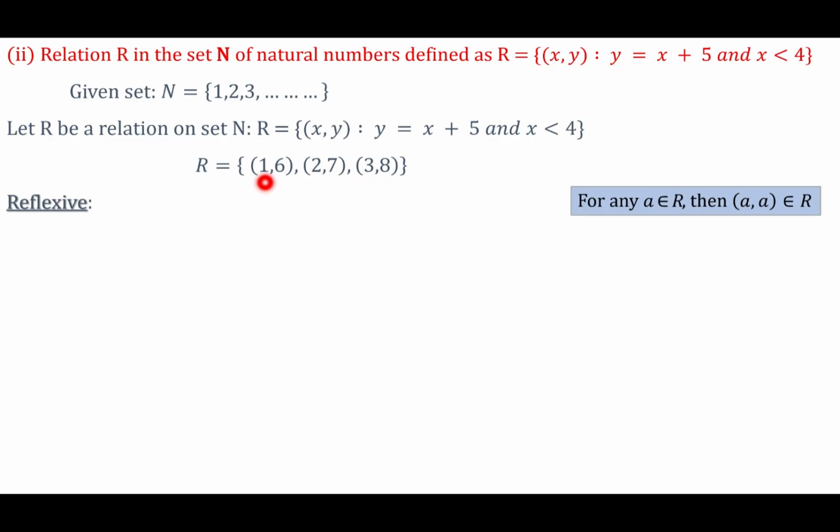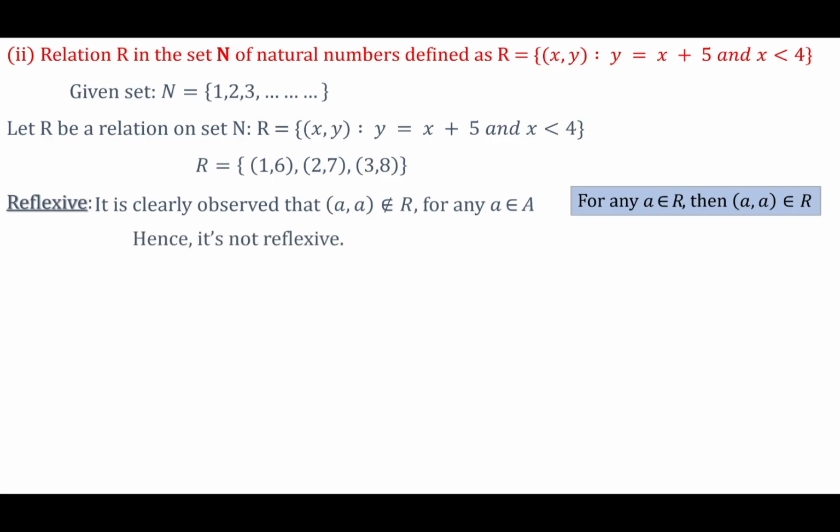So I don't need to check any other ordered pair. 1 comma 1 is not there. That's all. So it is clearly observed that a comma a doesn't belong to R for any a belonging to R. It is not reflexive.